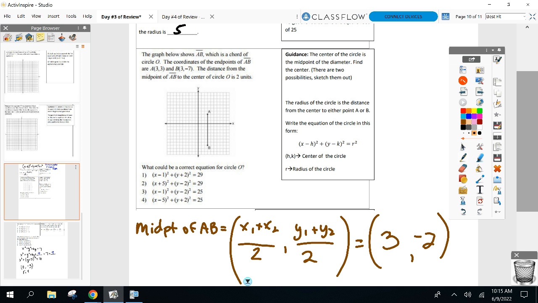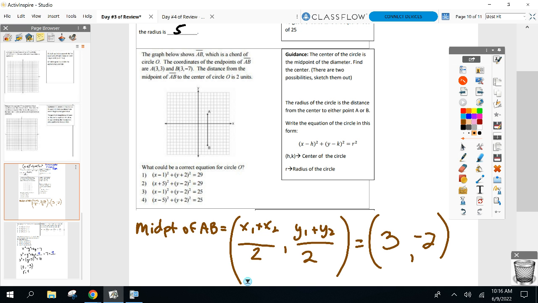Now, I know some of you are probably saying, why did we use the midpoint formula? Couldn't I just figure out what point's halfway in between because it's graphed? You could, but I'd like to expose you to the midpoint formula every once in a while because I'm sure you'll need it. All right, so 3, negative 2.